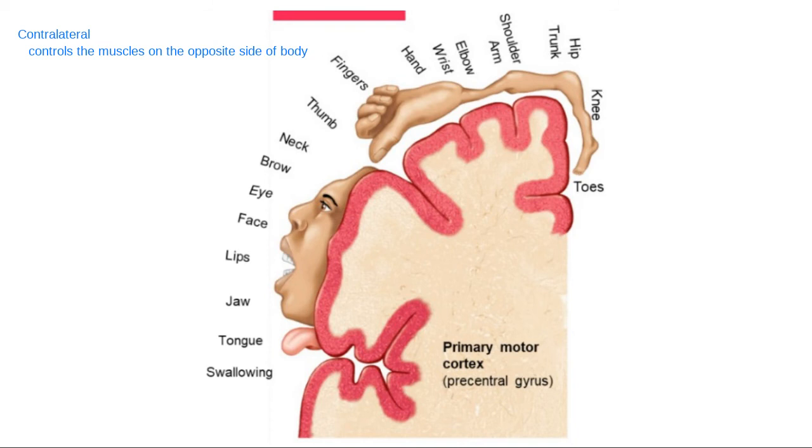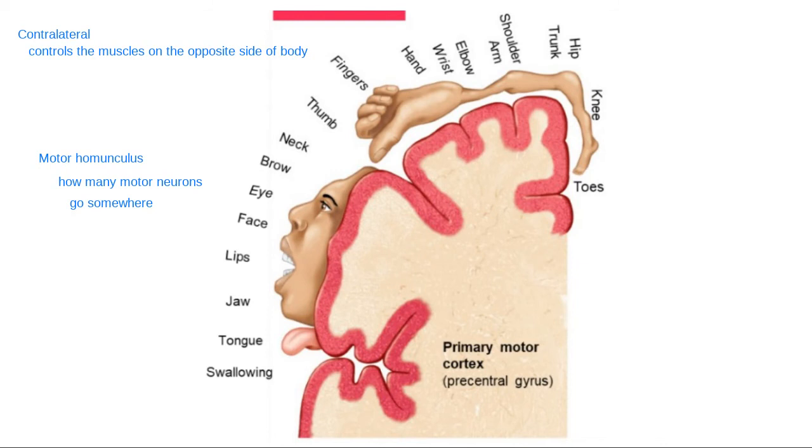I'll type that word again since it didn't make my image. Motor homunculus. The size of a body part on the motor homunculus shows me how many motor neurons go somewhere. So places on my motor homunculus that are really large would have a lot of motor neurons going to them. Places that are comparatively not as large aren't going to have as many neurons going to them.